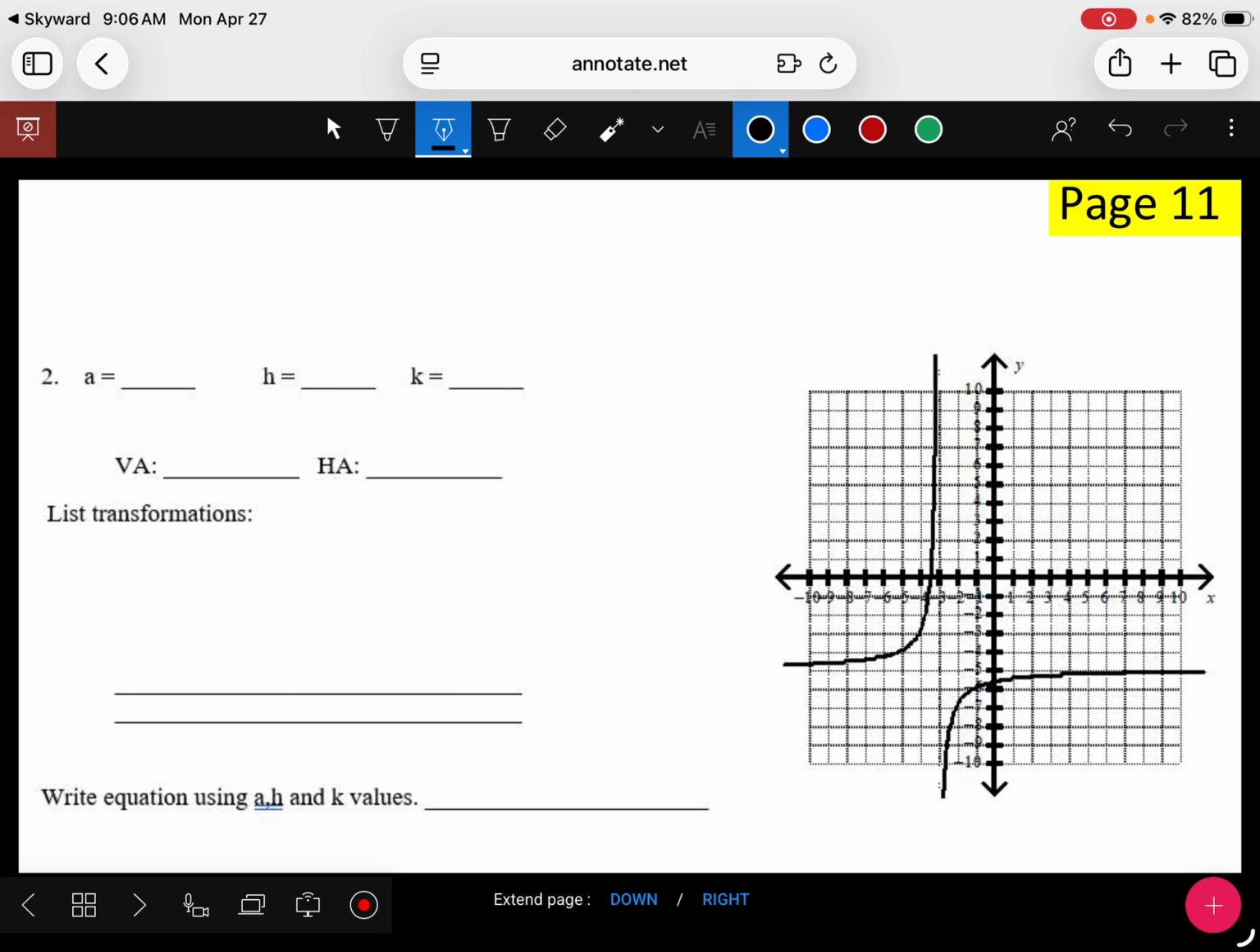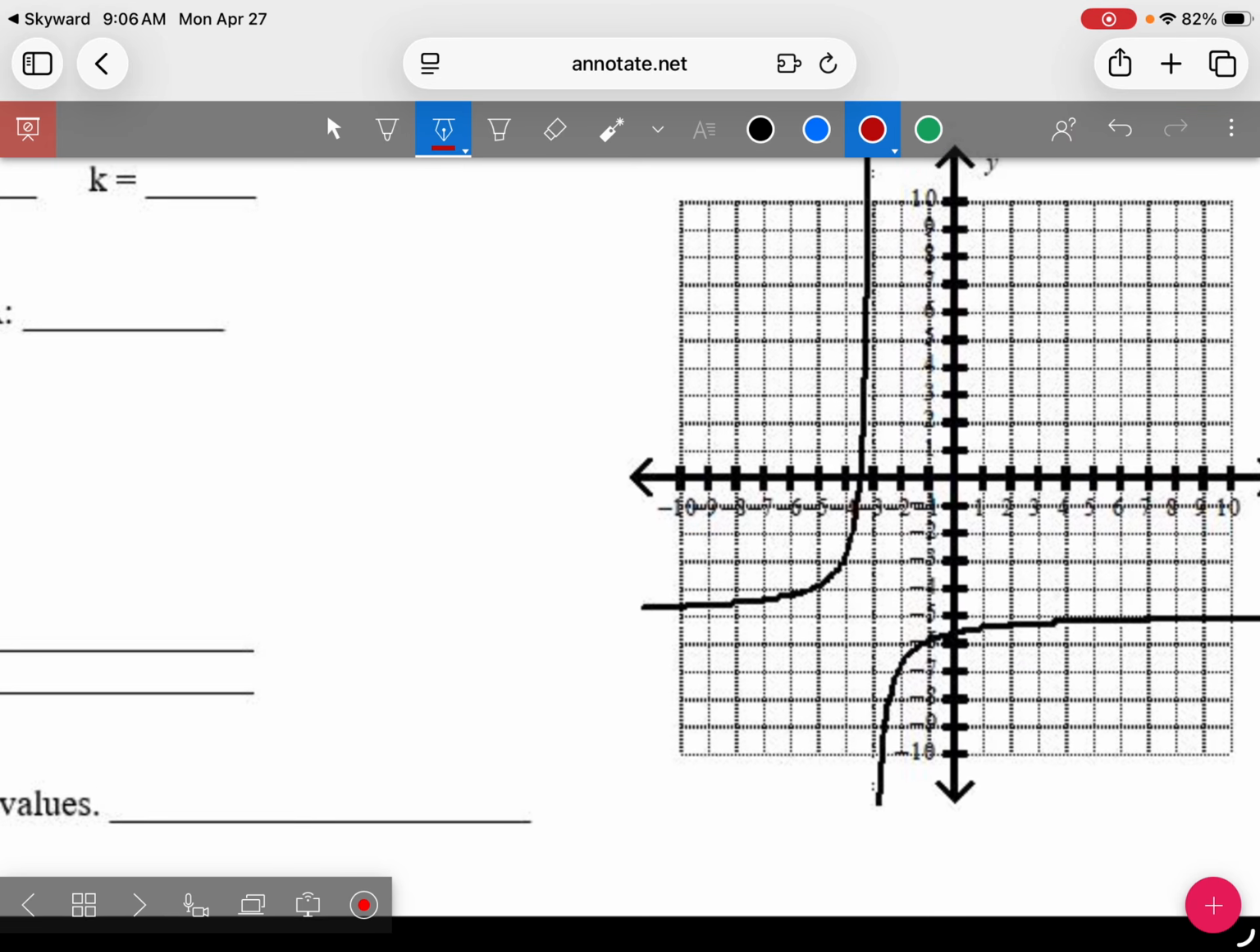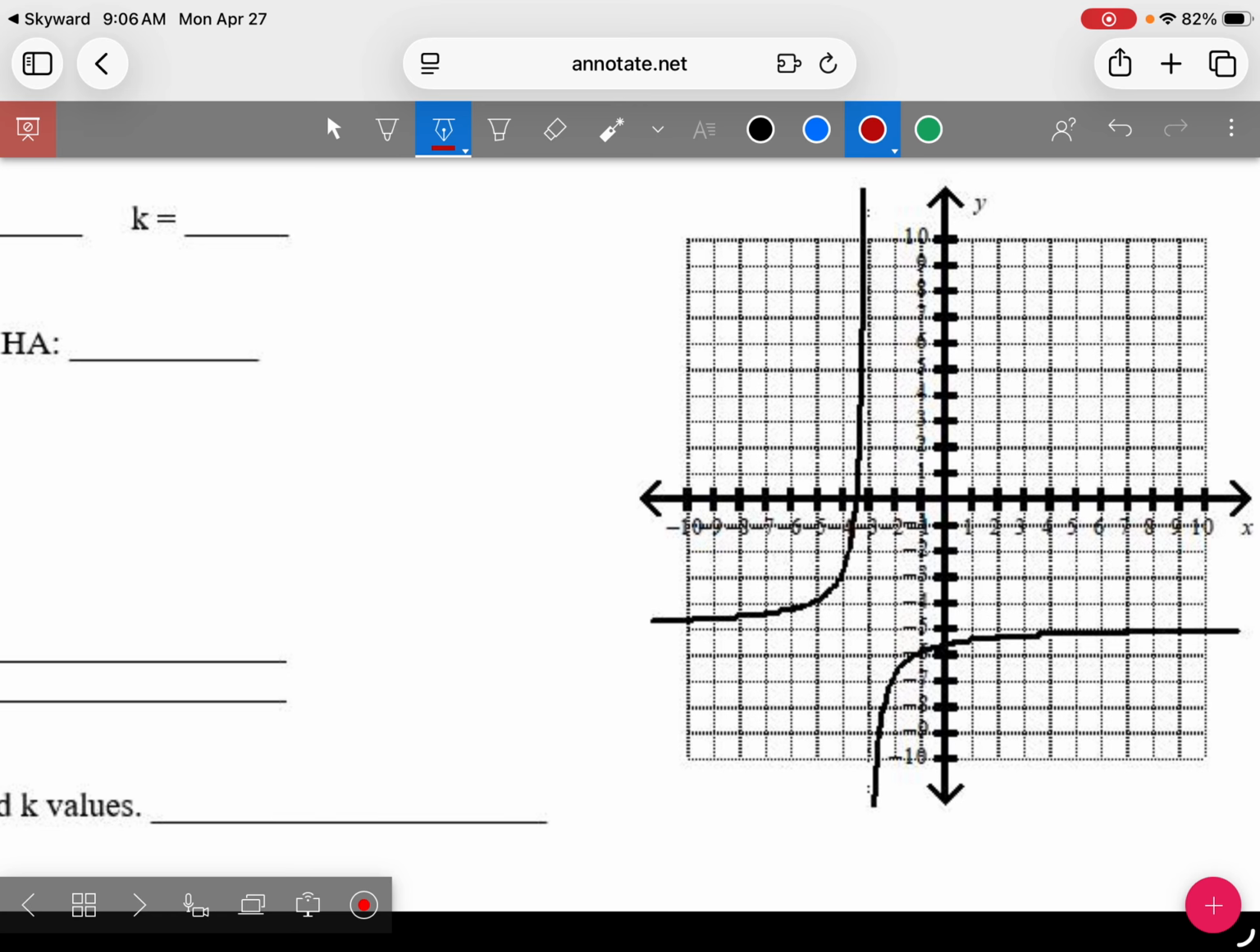First thing you want to do is trace your asymptotes. An asymptote is an invisible line that the graph is not crossing through. All right, so this is my horizontal. See how it's like separating the graph. Sorry, that's my vertical, which is H. And then I'm also going to draw in my horizontal. Horizontal is K.